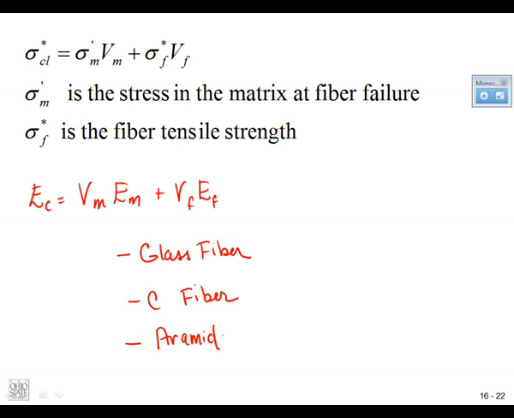What's another really strong fiber we use in bulletproof vests? Kevlar. So aramids are Kevlar. They're very strong. Or Kevlar is an aramid. And they're polymer fibers that are very, very strong.